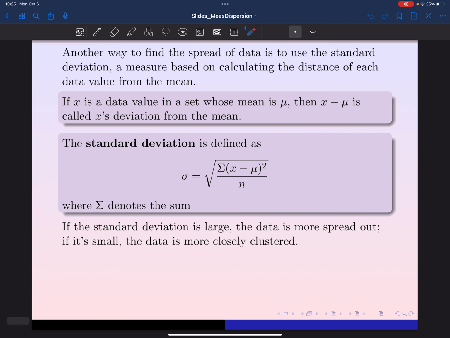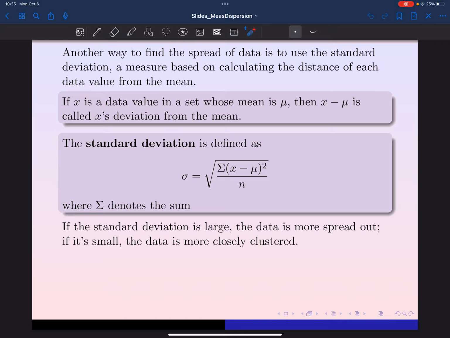Another way to find the spread of data is to use the standard deviation, a measure based on calculating the distance of the data from the mean. If x is a data value in a set whose mean is mu, then x minus mu is called the x deviation from the mean, how far that one data value is from the mean.